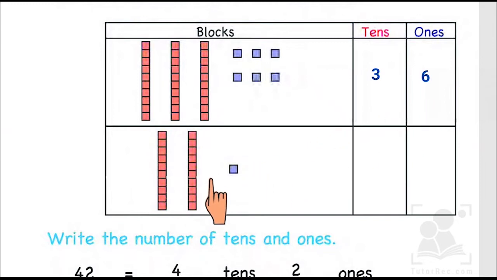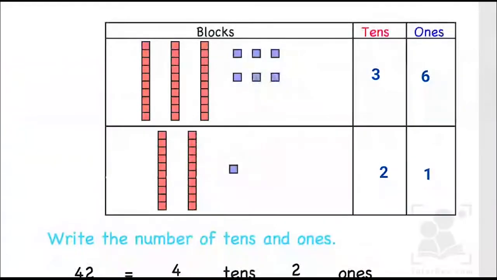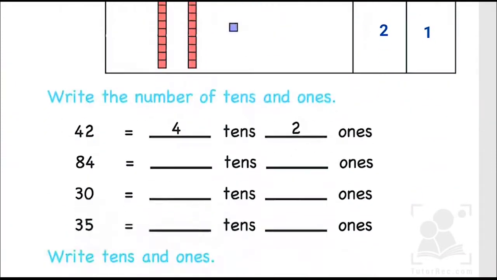The next one is 1 and 2. It means we have 2 tens over here. Next one we have only 1 ten. So we are supposed to write 1. So it becomes 21. Let's move ahead.